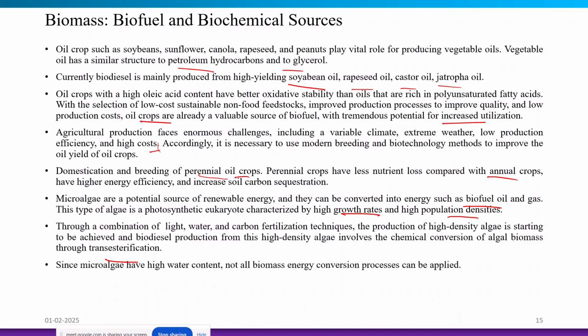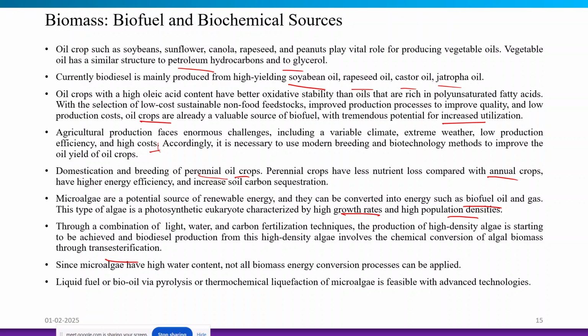Since microalgae are in an aqueous environment, they have higher water content. So not all biomass energy conversion processes are suitable for microalgae, right? To treat microalgae and convert the microalgae biomass into biofuels like oil and gas, we need to opt for certain conversion technologies. All technologies are not eligible for converting these aquatic microorganisms into biofuels. For liquid fuel or bio oil, we can go with pyrolysis or thermochemical liquefaction processes of the microalgae to produce the liquid fuel or the bio oil.